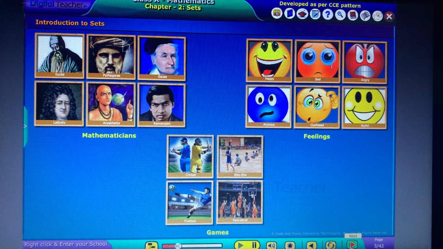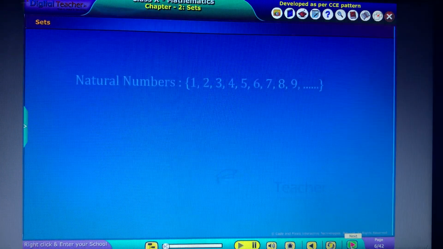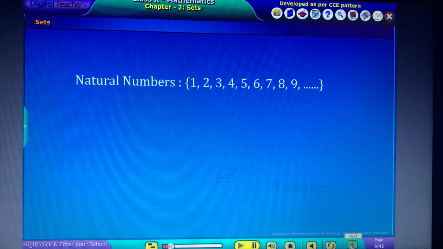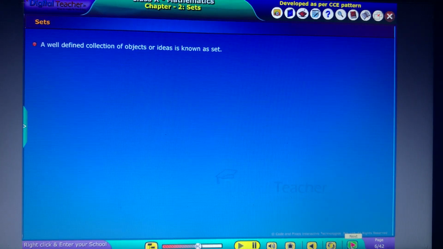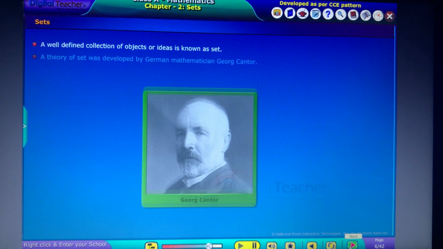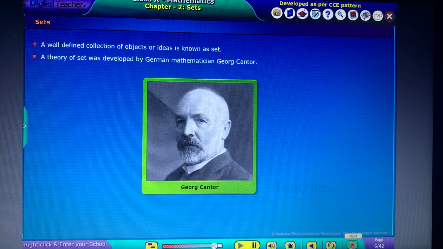We know that when things are grouped based on a criteria, they form a set. We come across some sets of collections in mathematics also, like natural numbers, prime numbers, quadrilaterals in a plane, etc. A well-defined collection of objects or ideas is known as a set. The theory of sets was developed by the German mathematician Georg Cantor.